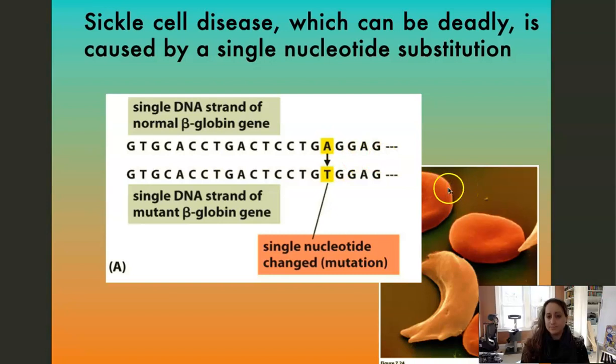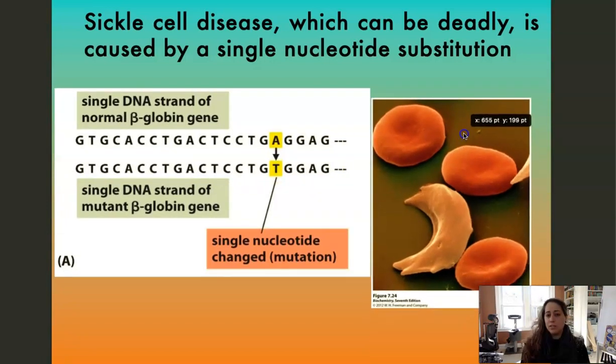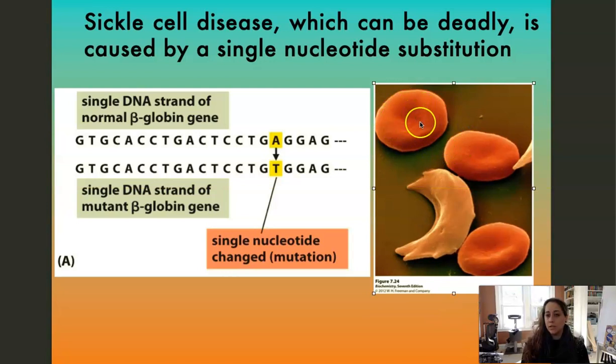Now we could see here that there are some red blood cells that look pretty normal. They're kind of a donut shape, and these do not have the mutation, or rather, they're not affected by the mutation right now. We'll talk about why in a couple of minutes. But this sickle cell shaped blood cell normally would be shaped like these other ones, but it has been deformed and is no longer functional as a blood cell because of this mutation.